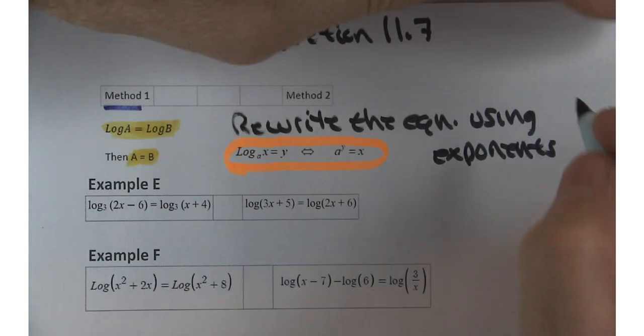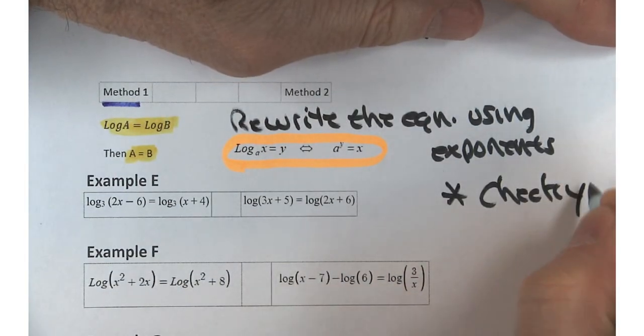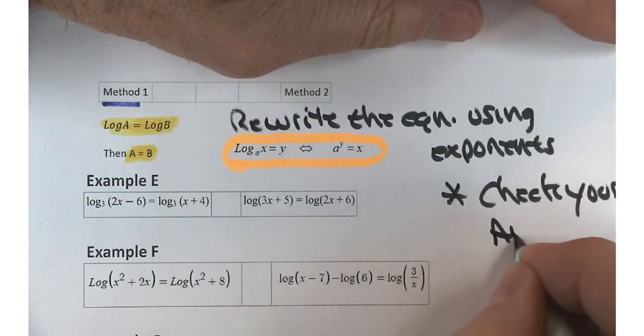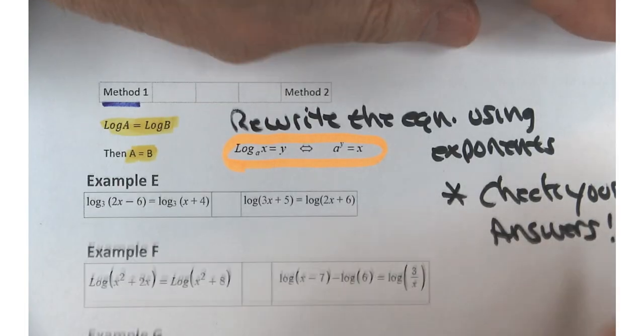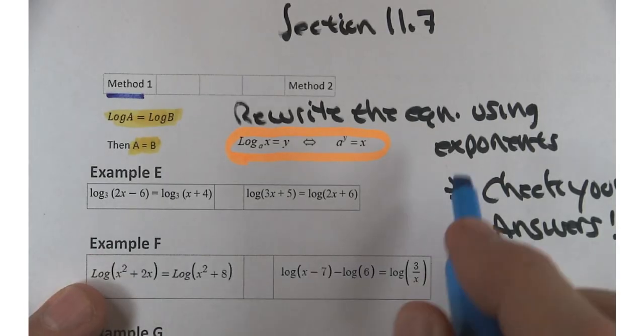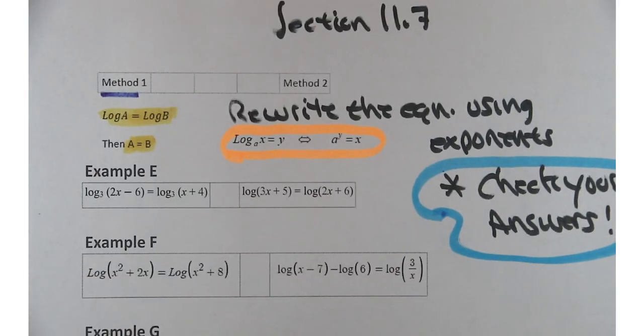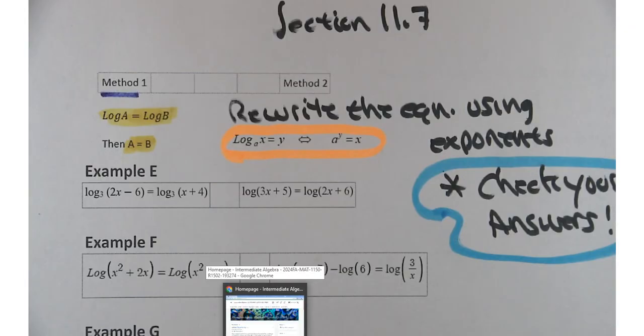So check your answers. And there's going to be at least one on the test where maybe one of the possible answers will work and the other one won't. But as a reminder, what can go wrong is that you can't take the logarithm of a negative number.